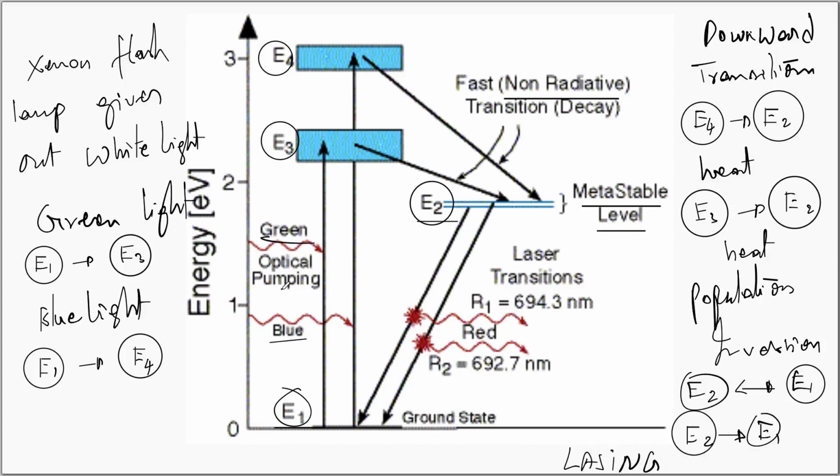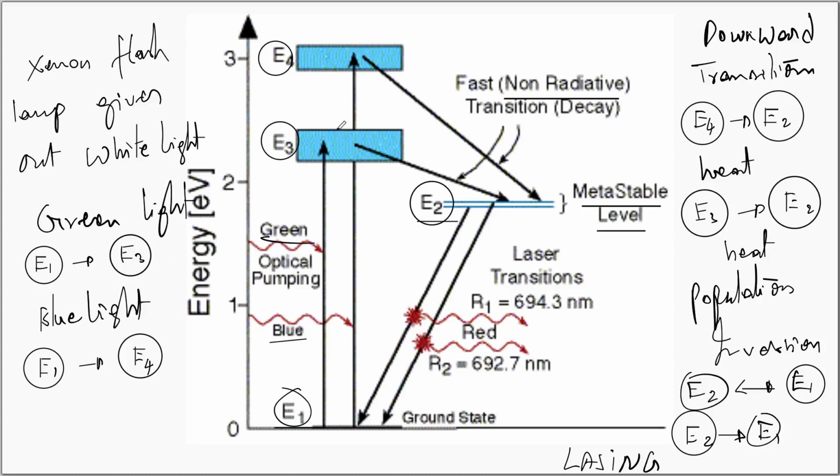The pumping method that we are using is optical pumping. So the upward transition is initially due to the absorption of green light and blue light. When green light is absorbed by the chromium ions, an upward transition from ground state E1 to E3 takes place. Similarly, when blue light is absorbed, an upward transition from E1 to E4 takes place.